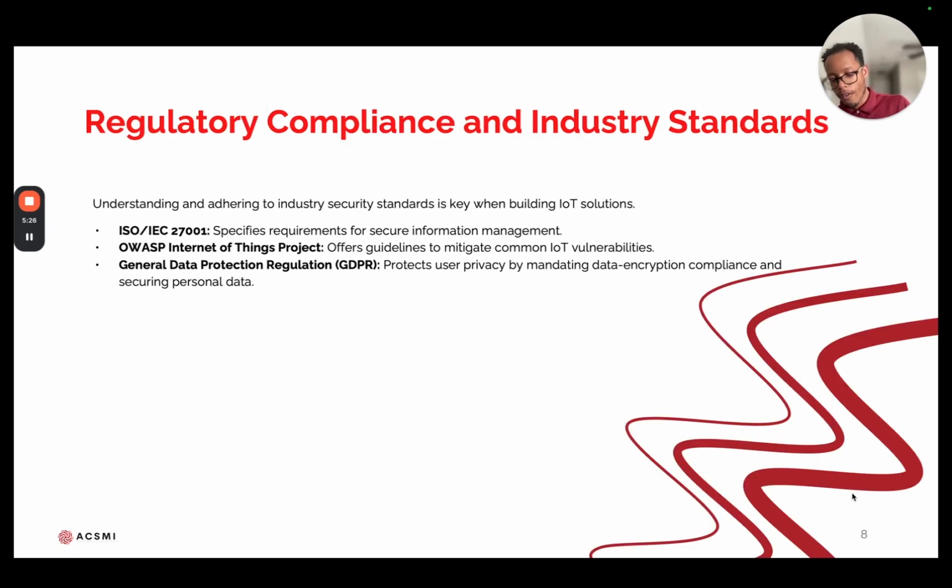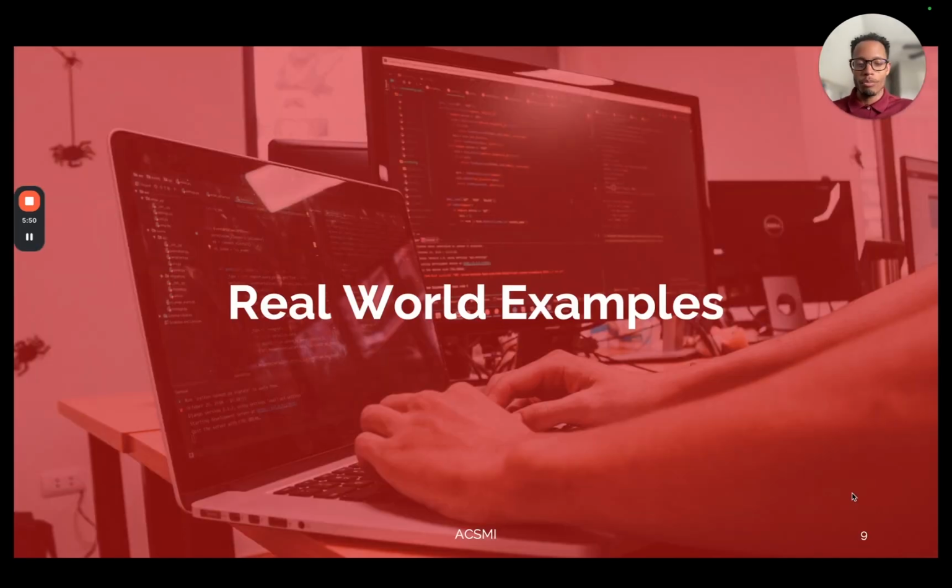So falling back on our regulatory compliance with our ISO standards, OWASP now has the Internet of Things project, similar to the web application one, right? But this is more so for the IoT devices, where it's giving us guidelines. So absolutely go check that out as a resource. And then GDPR, because GDPR touches on a lot of things, and it's always about privacy. So protecting privacy and then ensuring that, hey, we're using the right standards around this.